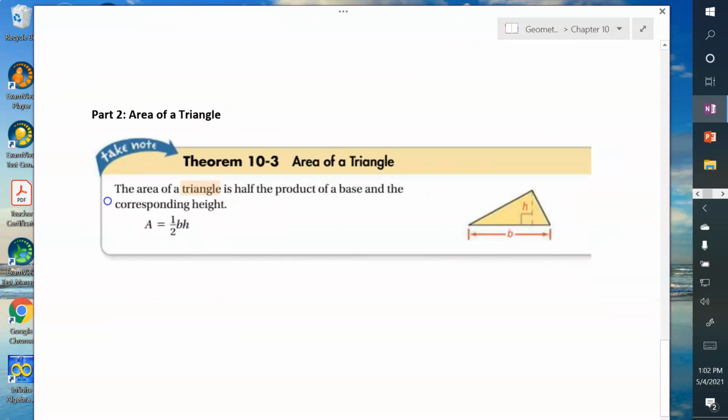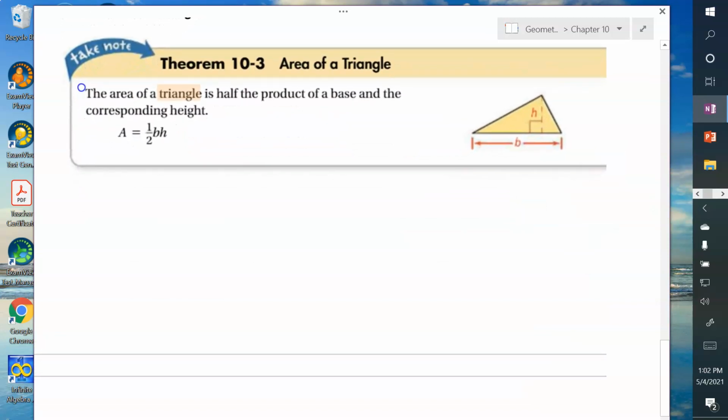Now the other shape we're going to do today is area of a triangle.